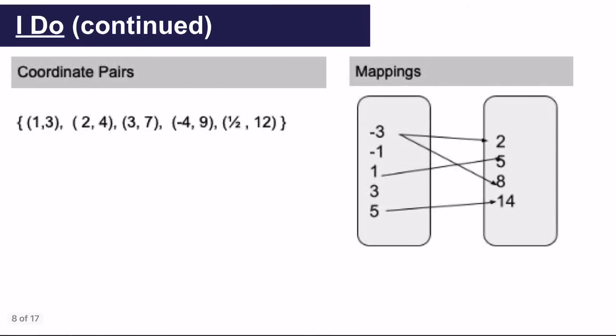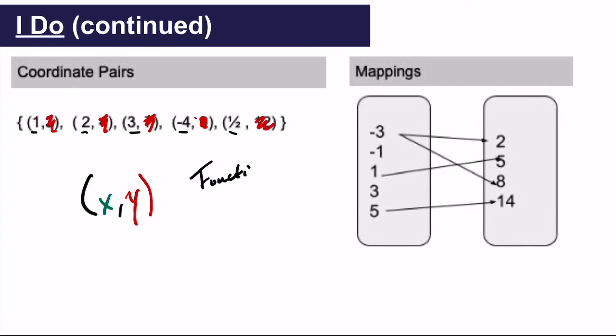Now let's look at this one. Well, ordered pairs are just like tables. Remember, ordered pairs, here's my x's, and here's my y's. Same thing. We are going to cross out our y's. Next, all we have to do is see if our x's repeat. 1, 2, 3, negative 4, 1/2. None of these repeated. This is a function.